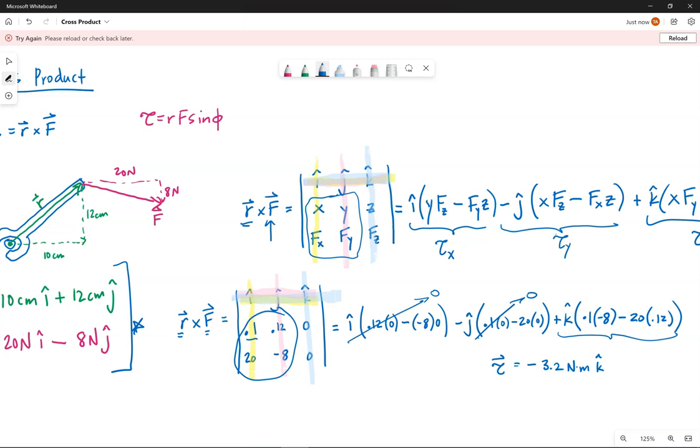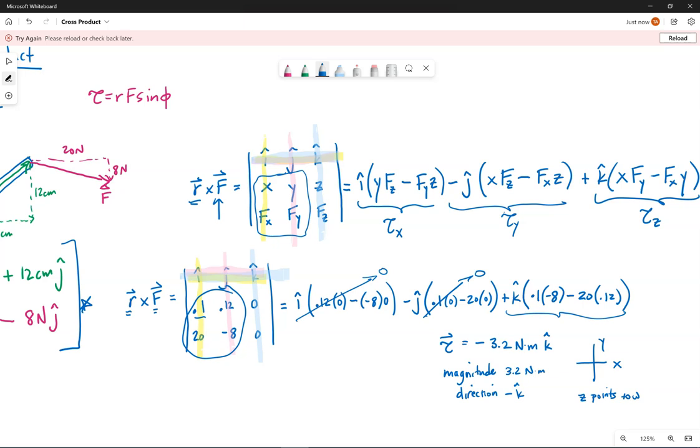So the magnitude, just the numerical value, would be 3.2 Newton meters. The direction would be negative k hat. What that means in our traditional Cartesian coordinate system is that k, the z direction, points out towards us. So having a negative z direction means pointing away from us.